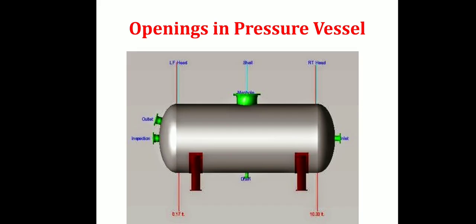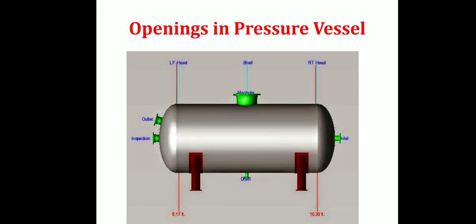In this video we will discuss openings in the pressure vessel. The figure shows a pressure vessel. This pressure vessel consists of openings for the inlet and outlet of fluid. Also, openings are provided for manhole, drain and inspection. These openings are usually circular, and sometimes elliptical or oblong in shape.